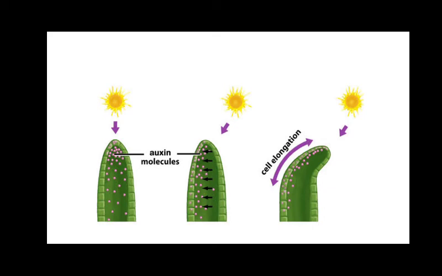Then I have another slide for apical dominance. I'll show you that later at the end of the slide. So apical dominance is also one of the features that auxin shows. So all of those things are actually different properties of auxin. Now let's learn about the structure of auxin.